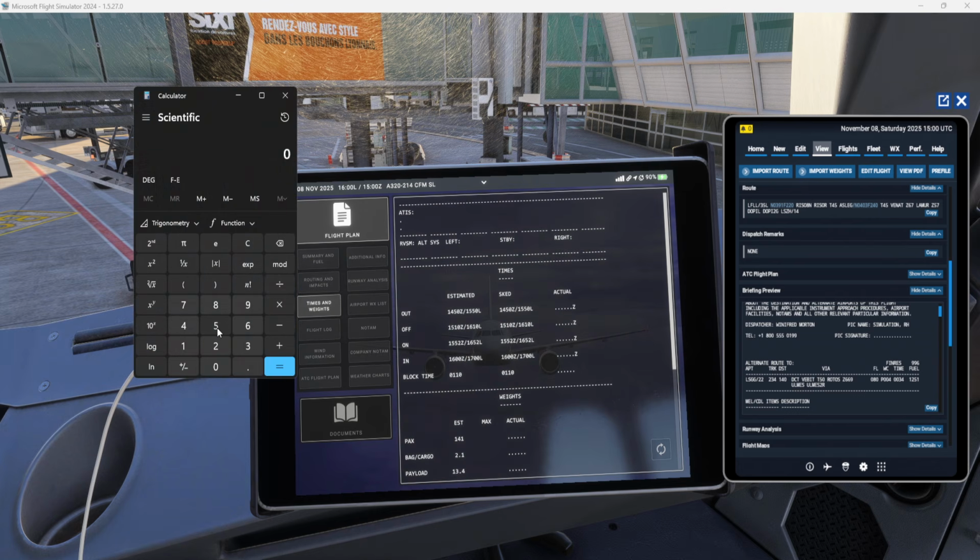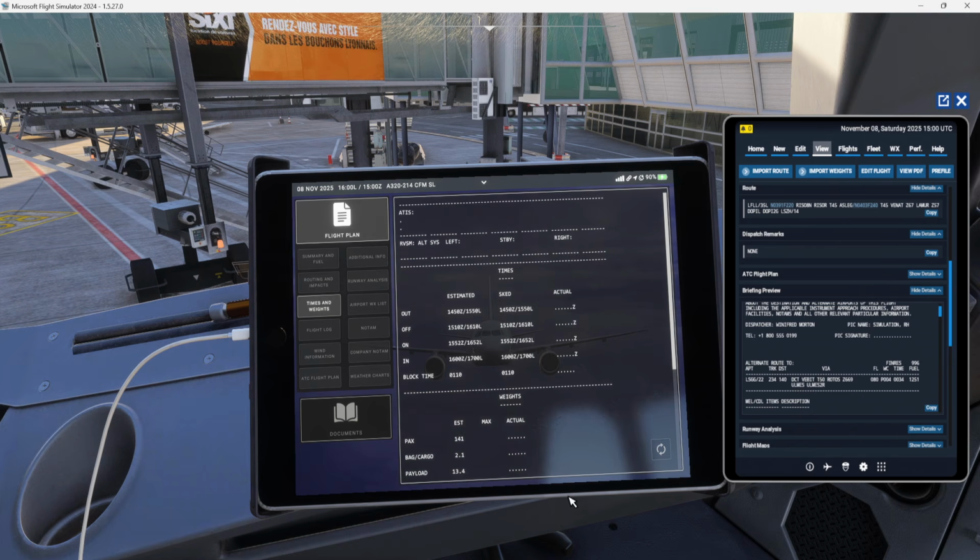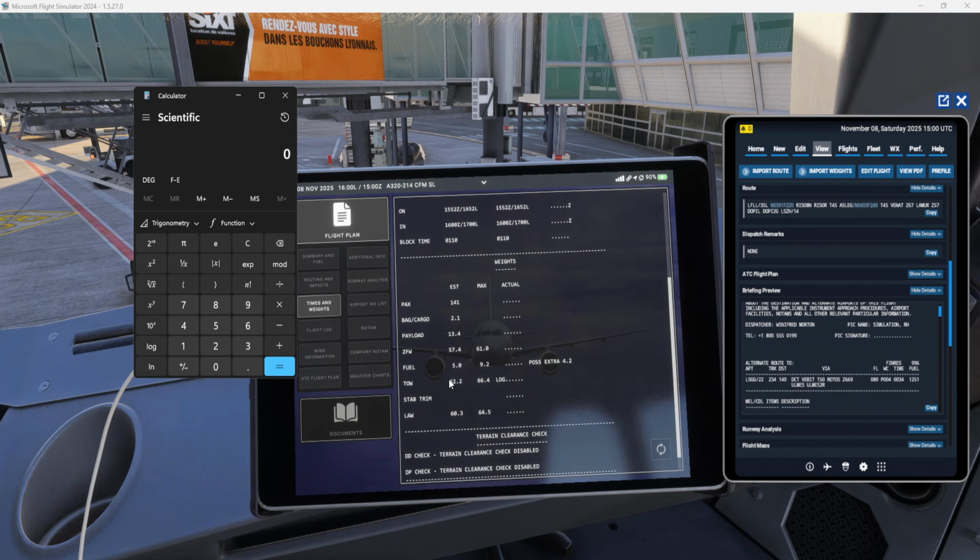Bring calculator. 5,000 minus 230, so we have 4.7 or 4.8. Let's consider it, so takeoff fuel is 4.8. 57.4 plus 4.8, we will get 62.2.